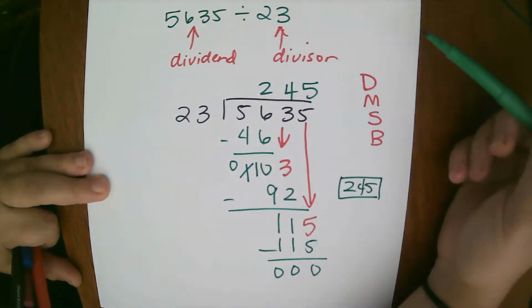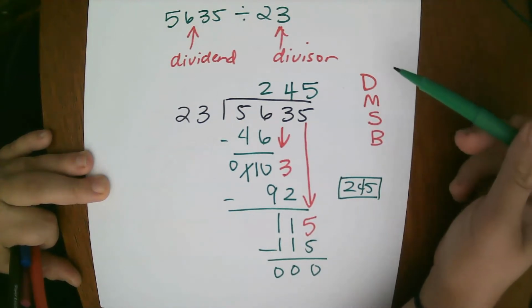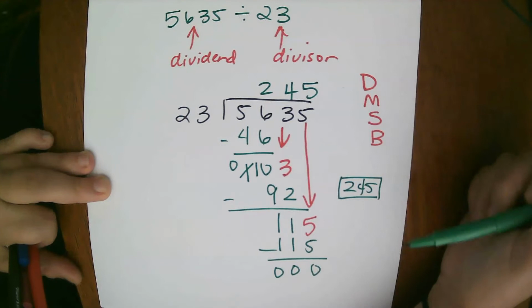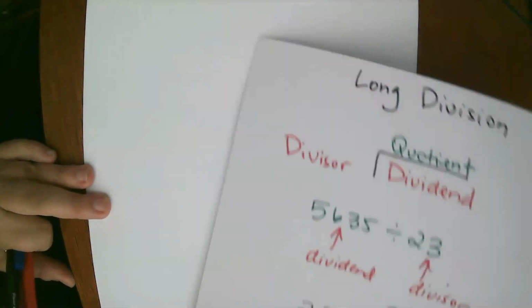Okay. So that's kind of just a quick overview of long division. We divide, we multiply, we subtract, and we bring down, and we just keep doing this over and over and over again. So let's look at an example where we have a remainder.